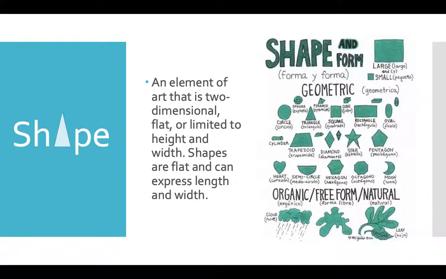So not only do you have your geometric shapes, like what I talked about with what you learned in kindergarten, but you can also have something that's very organic looking, like a cloud, nice and fluffy. You can have something that's free form, like a little blob here, or you can have things that are found in nature, such as a leaf or the spiral shape of a snail's shell.